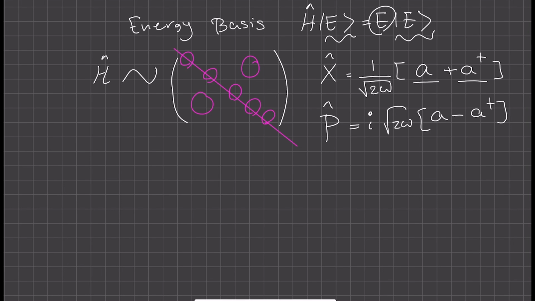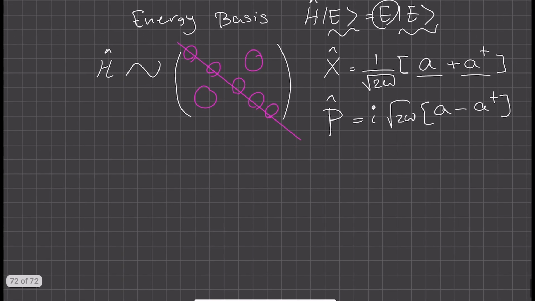And now that we have defined x and p, the Hamiltonian can be written as h bar omega times a dagger a plus 1 over 2 times the identity operator.